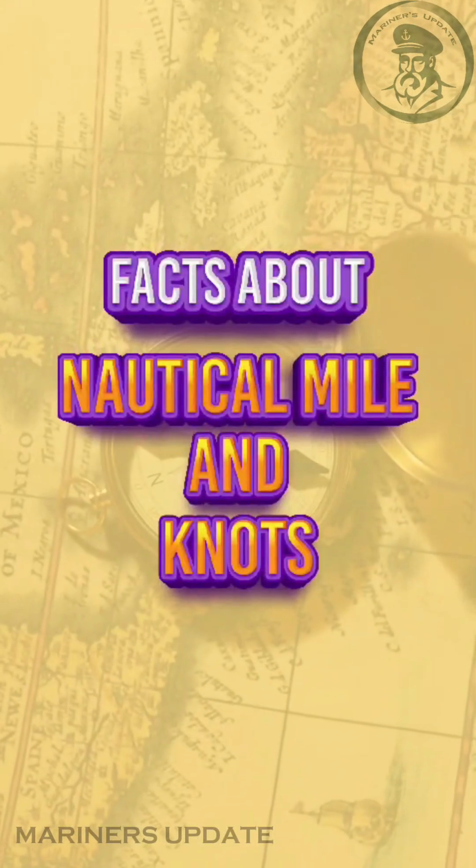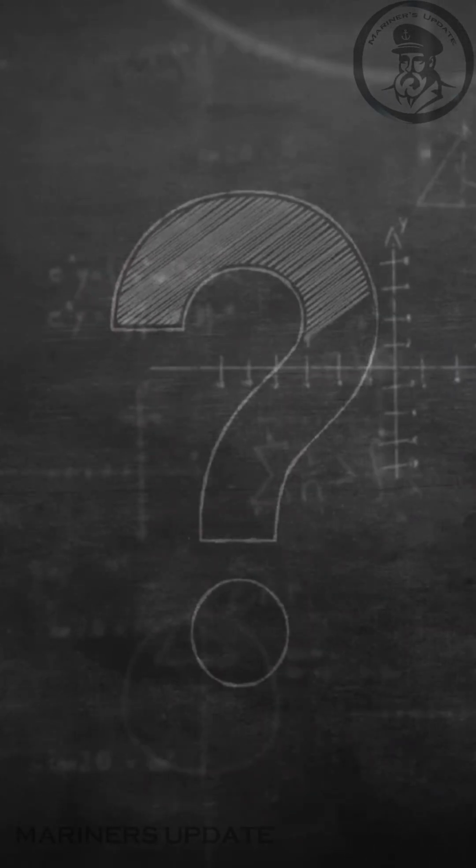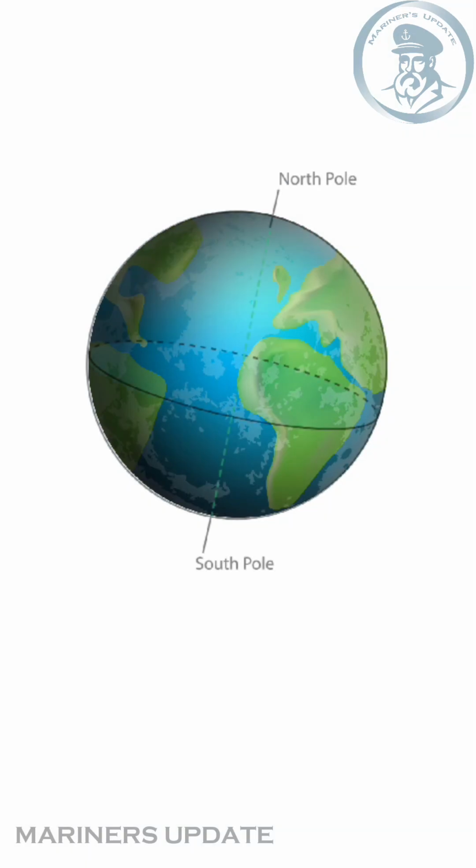Facts about nautical mile and knots. To understand how the nautical mile came to be, for measuring distance, early geographers focused on Earth's size and geometry.